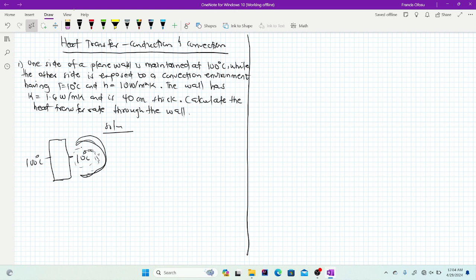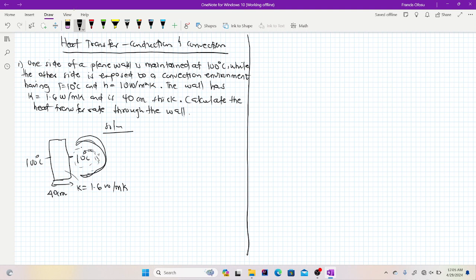Now you have a convection environment here. The wall has K, our thermal conductivity of the wall, of 1.6 watt per meter Kelvin and is 40 centimeters thick. So our thickness is 40 centimeters. Calculate the heat transfer rate through the wall.